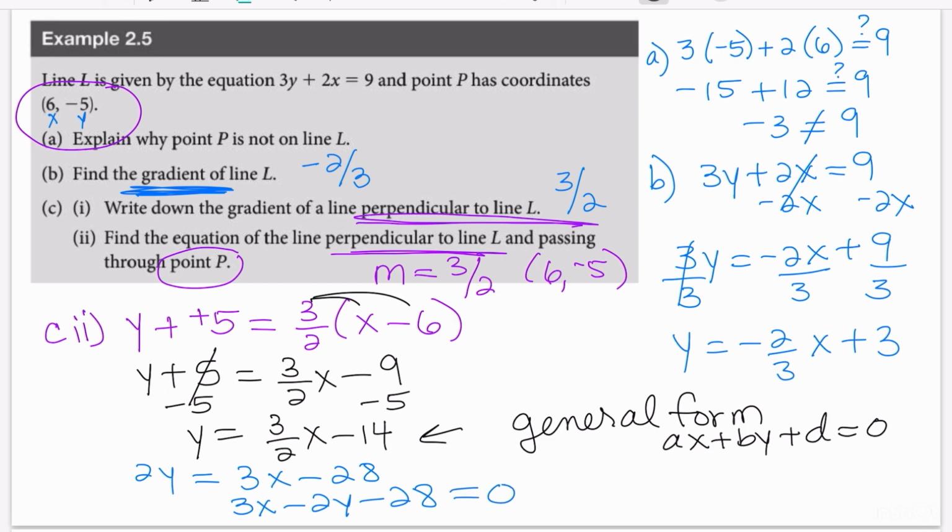If you were doing this for the exam and they didn't ask you for a particular form, they would have totally taken your answer right here of y plus 5 equals 3/2 x minus 6. If they would have asked for slope-intercept form, which is gradient-intercept form, you want to get the y by itself, y equals 3/2 x minus 14. And if they want general form, then you have to make sure that it meets those 3 requirements of having the equation set equal to 0, x is positive, and there are no fractions or decimals, so you would have to write it in this form, 3x minus 2y minus 28 equals 0.